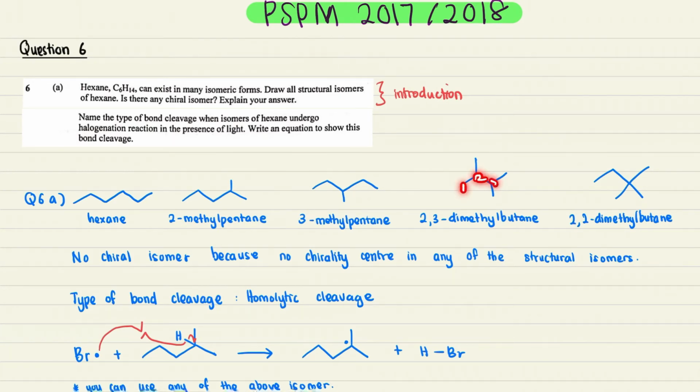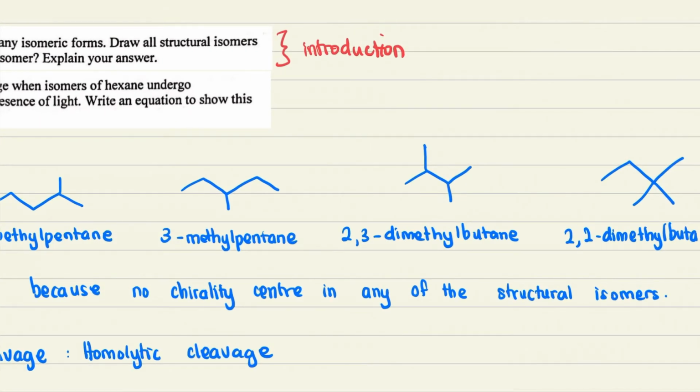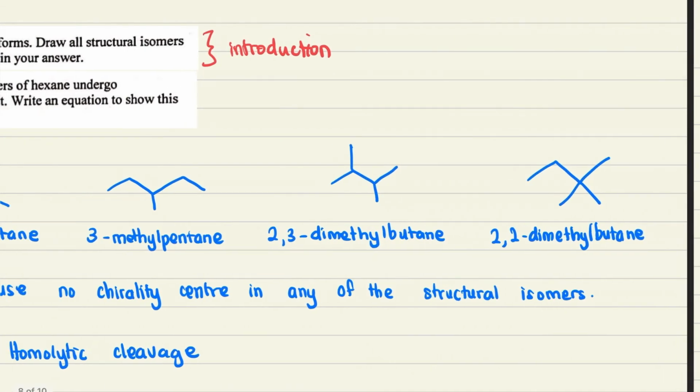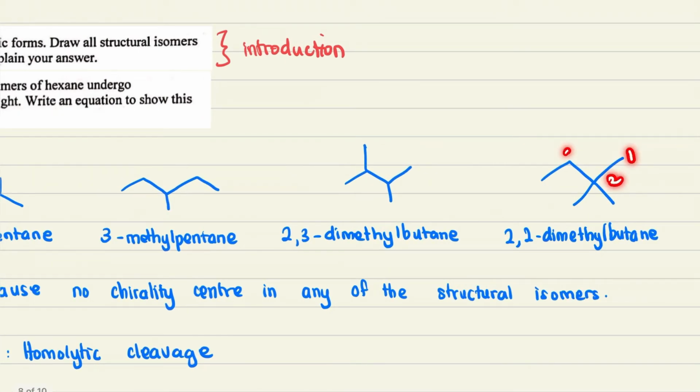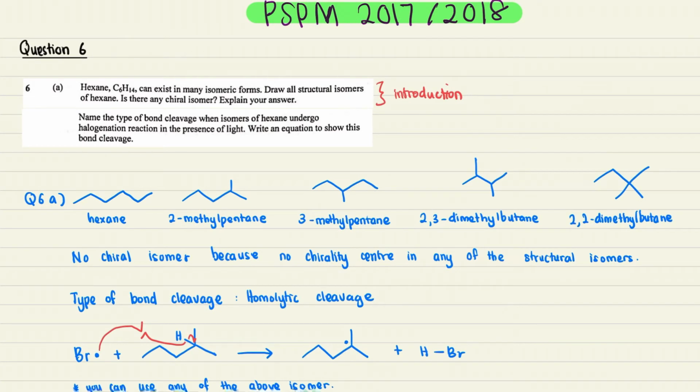So 1, 2, 3, 4. Right, so bila longest 4 carbon, saya boleh letak methyl saya dekat 2 tempat lah. Okay, so dia jadi carbon number 2 dan carbon number 3. So 2, 3 dimethyl butane. Or this one pun boleh. 1, 2, 3, 4. Dua-dua methyl tu saya pindah dekat carbon yang sama. So jadi 2, 2 dimethyl butane. So total 5 isomers of hexane.